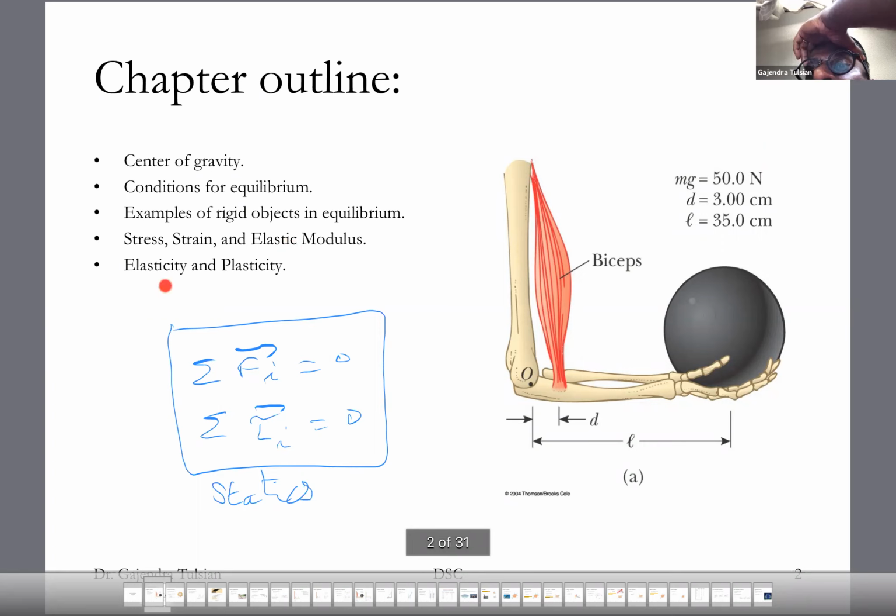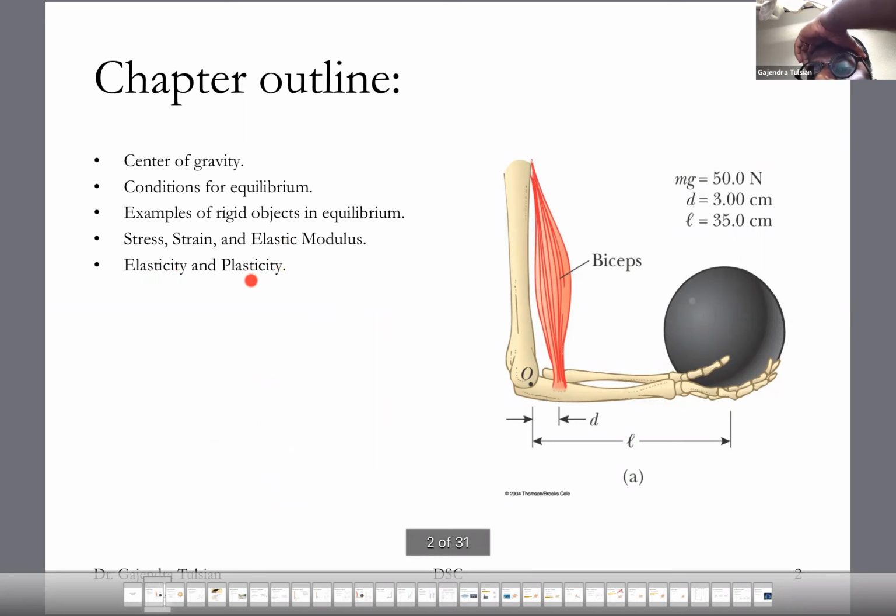And elasticity is when you remove the stress, if the object returns to its original shape, then it's exhibiting elastic behavior. And some objects won't return to their original shape, and they're exhibiting plasticity. Okay. All right, so those are the topics we'll cover.